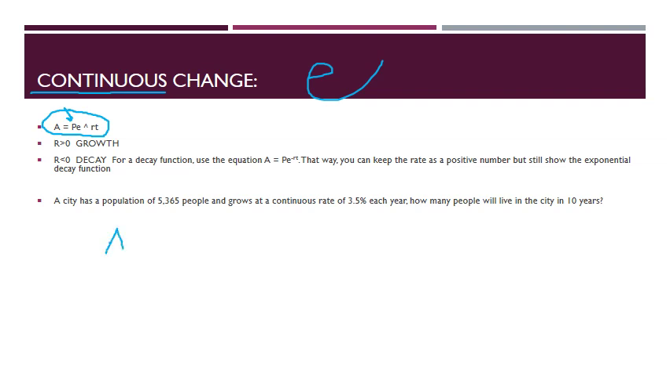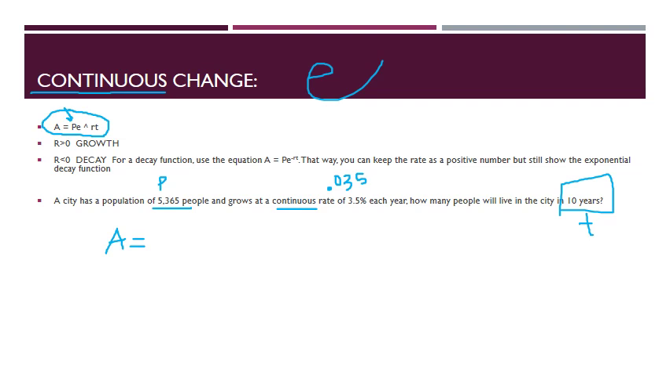So here we go. Amount equals, so let's look at this situation. A city has a population of this, so this is our starting amount, which is our principal, and grows continuously. So we know we're using the right formula, and this is our rate. So if this is our rate, we're going to write it as 0.035. And then they want us to predict how many people in 10 years. So this is our time.